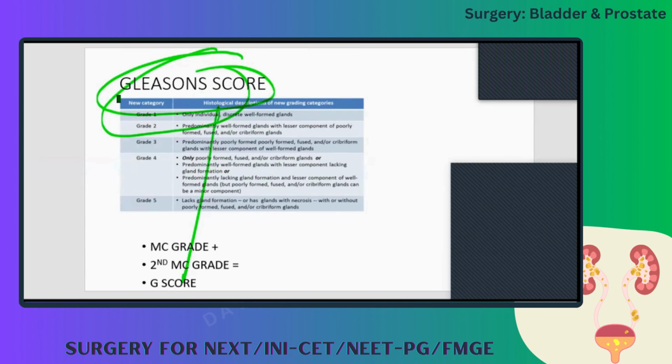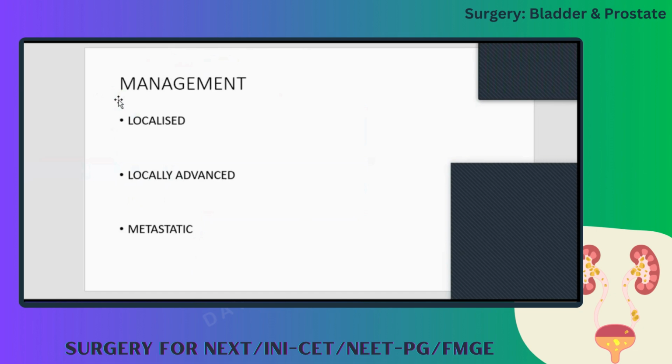McNeil, Journal anatomy of prostate, McNeil. Here it is: Gleason score. Gleason score is used in which pathology, which cancer? Testicular cancer, prostate cancer, kidney cancer, like that the question will be there. So remember, Gleason score is used for prostate cancer.